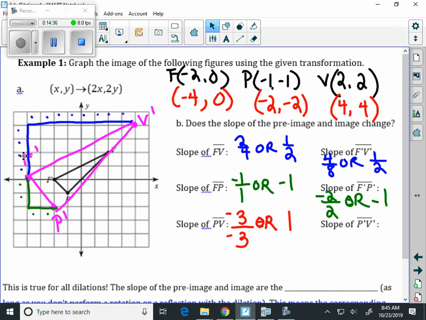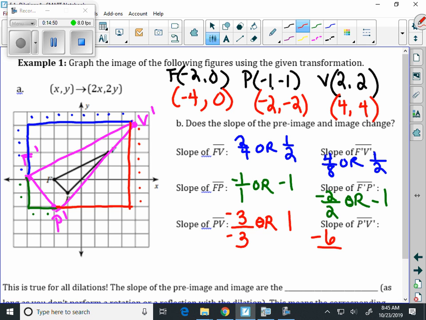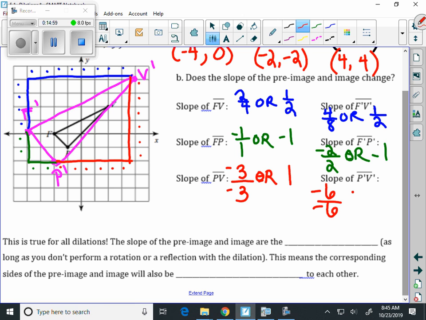And finally, for PV, rise over run. 1, 2, 3, 4, 5, 6 down. And we went left. 1, 2, 3, 4, 5, 6. Well, negative 6 over 6 is 1.